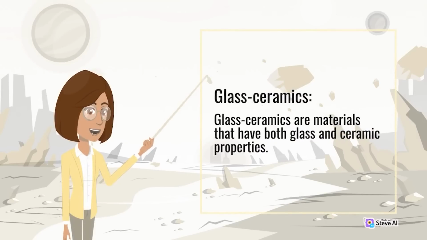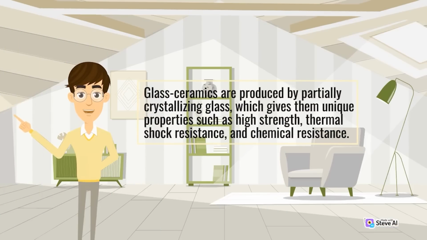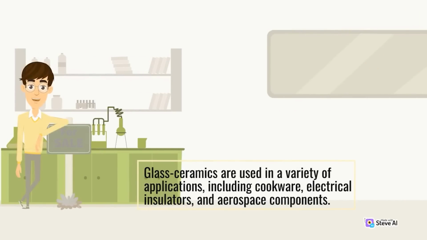Glass ceramics. Glass ceramics are materials that have both glass and ceramic properties. Glass ceramics are produced by partially crystallizing glass, which gives them unique properties such as high strength, thermal shock resistance, and chemical resistance. Glass ceramics are used in a variety of applications, including cookware, electrical insulators, and aerospace components.